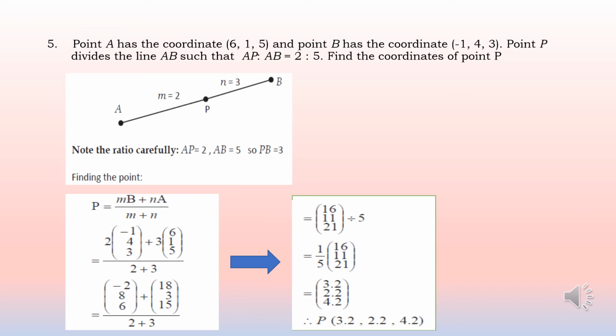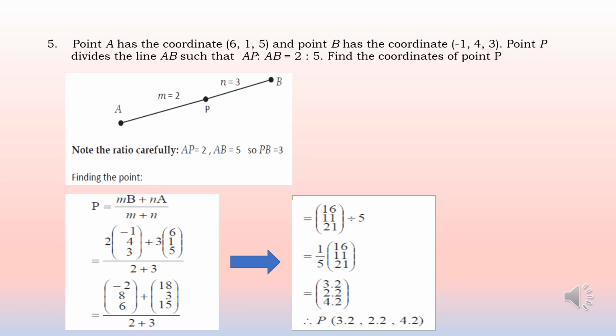Now we'll further simplify the numerator by adding the corresponding elements. Negative 2 plus 18 gives us 16. 8 plus 3 is 11. 6 plus 15 is 21. Whole thing divided by 5. So while dividing the vector by 5, we have to divide each element by 5.